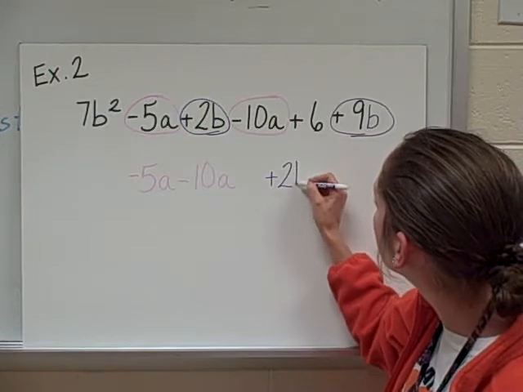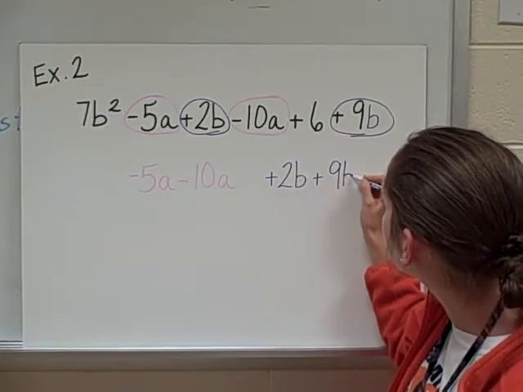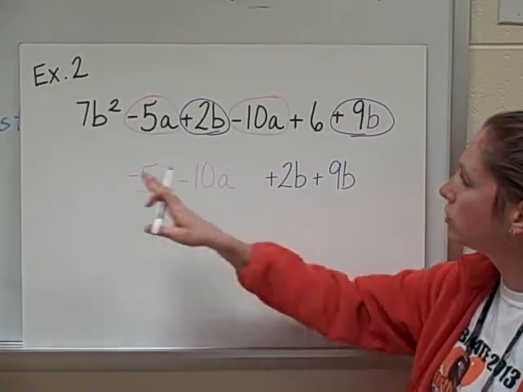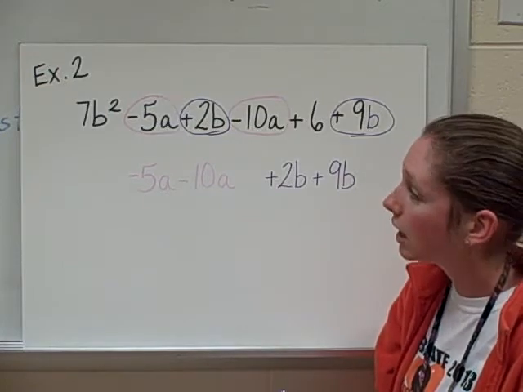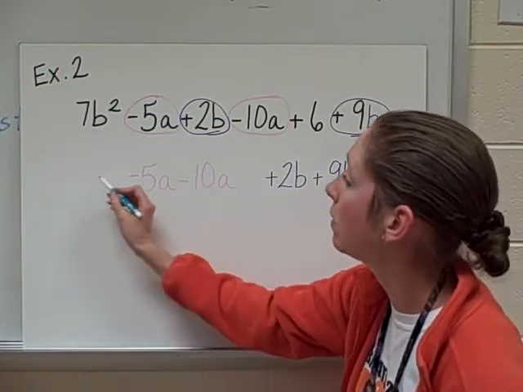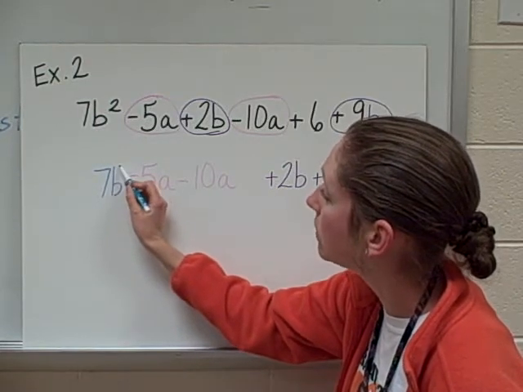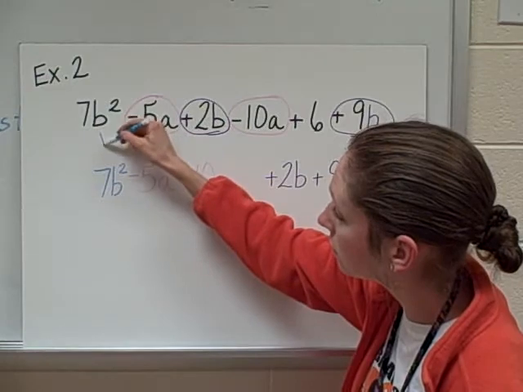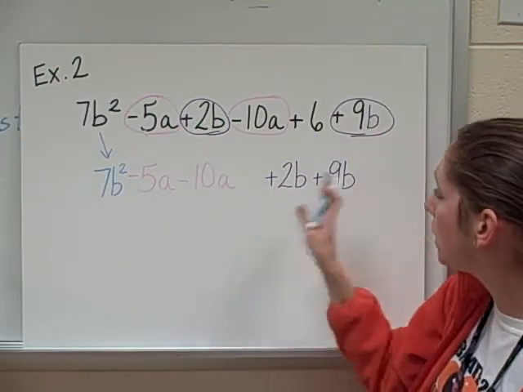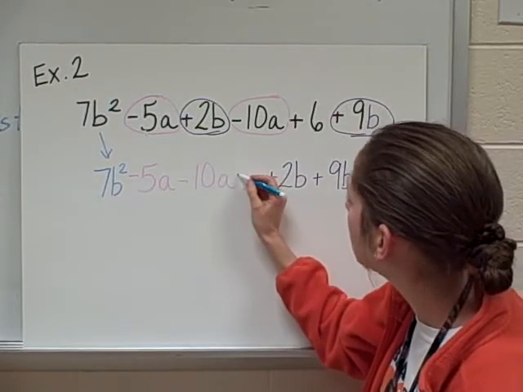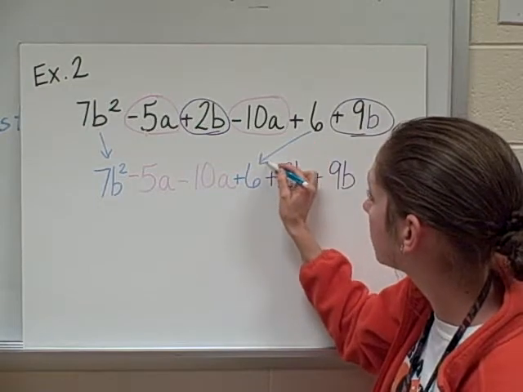Plus 2b and plus 9b. Okay, notice I've got kind of two terms that are just kind of hanging out. They don't have anything to go with. Okay, so those are going to come down, but there's nothing to go with them. So notice what's going to happen with them in the final answer. 7b squared comes down, and so does my constant, my plus 6. I could put it here, here, doesn't matter. So I'm just going to stick it in the middle. Okay, so notice that came down.